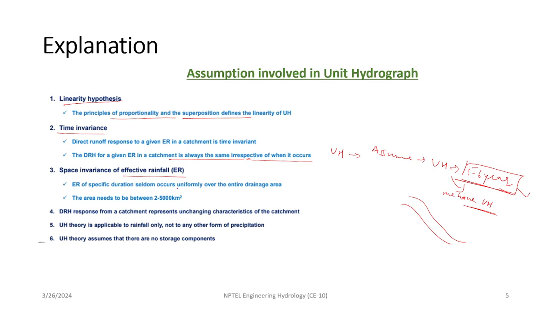Again, related to effective rainfall, it should occur uniformly over the entire drainage area, as we have already discussed. Then again, the point related to unchanged characteristics of the catchment. And then it also assumes that there won't be any kind of storage component, like depressions or losses.